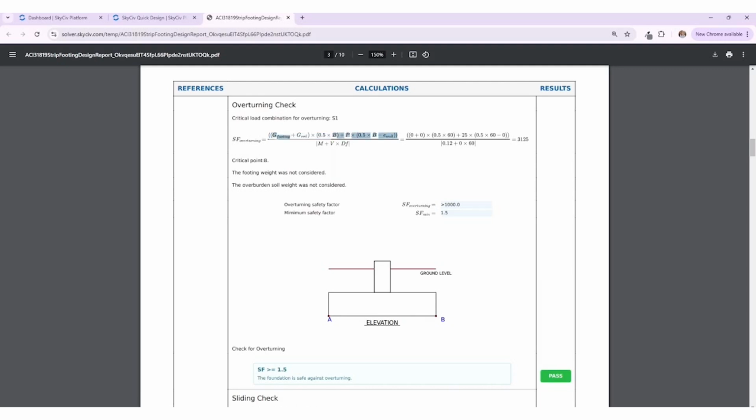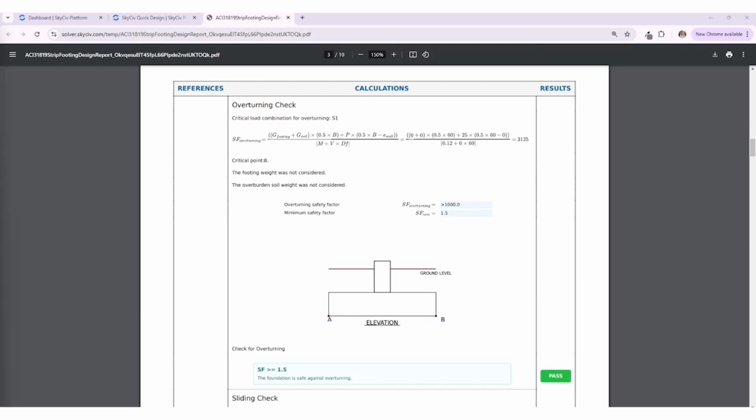pressure, etc. In the beginning, I did not toggle on to consider the soil above the foundation or the footing weight, so you can see that these are 0. And the denominator are the moments trying to overturn the footing, so from the wind or seismic forces, etc. The minimum safety factor for sliding was a user input, which I input as 1.5. Typically, the minimum overturning safety factor should be greater than or equal to 1.5.